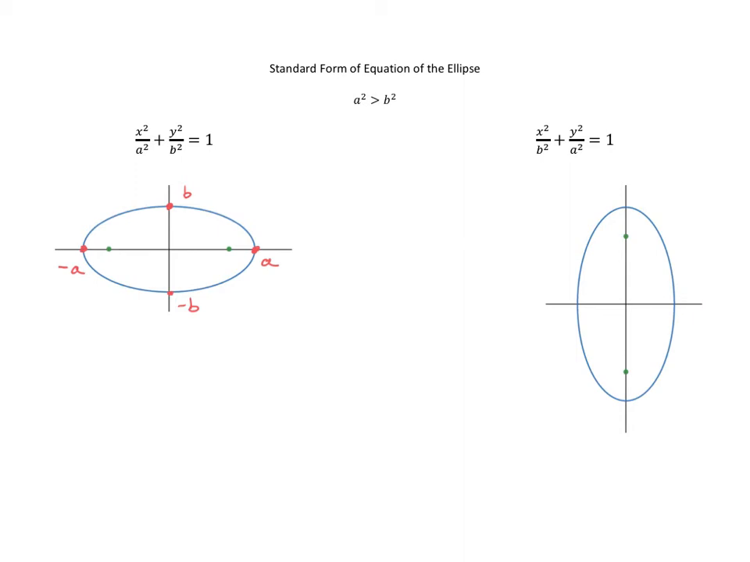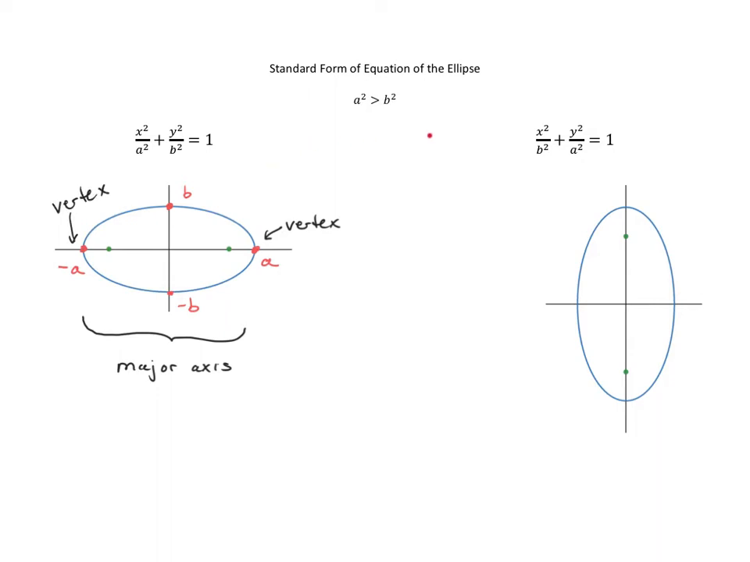Maybe just a little terminology here. We call this longer axis the major axis. So if we go from here to here, this is the major axis, and we call this point a vertex, and this point a vertex as well.